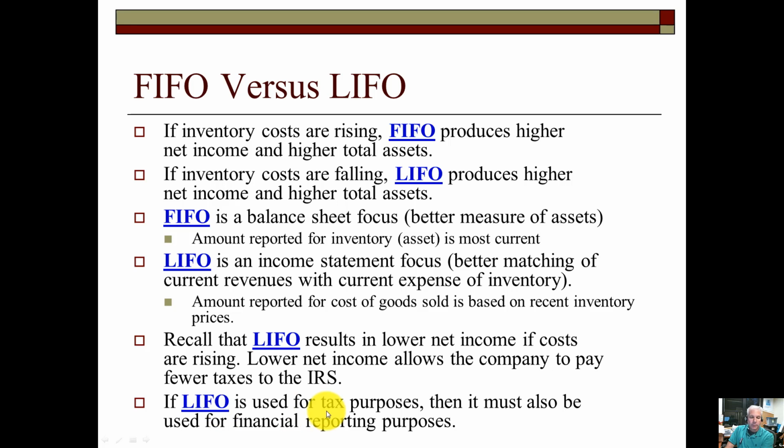But then it would also want to show its investors higher profits, so it might be inclined to use FIFO. But the IRS says you can't do that. If you use LIFO for tax purposes, you must use it for financial reporting purposes as well. That's also known as the LIFO conformity rule for tax purposes.